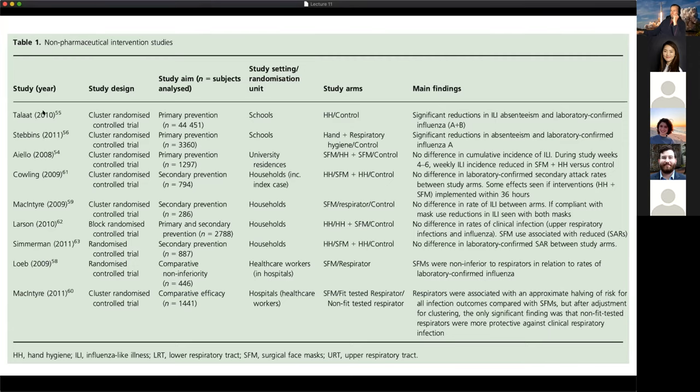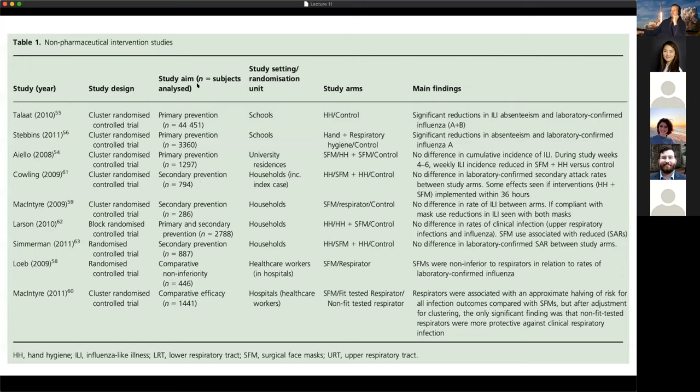So here's a study year. There's the last 15 years. Here's how they were done. And you can see that these are actually proper clinical trials, right? So you can see cluster randomized control trial, randomized control trial, block randomized control trial. So they're all actual clinical trials designed in the same way as what we've discussed before.